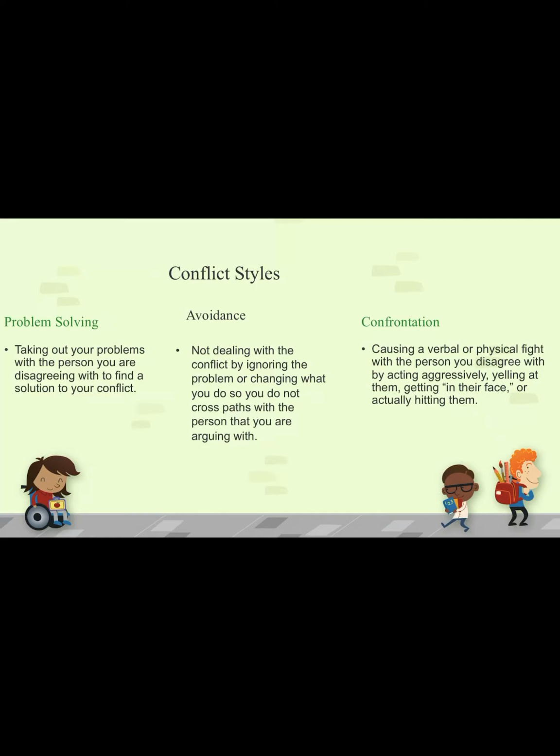Problem solving is talking out your problems with the person you are disagreeing with to find a solution to your conflict. The next one is avoidance. Avoidance is not dealing with the conflict by ignoring the problem or changing what you do so you do not cross paths with the person that you are arguing with. The last one is confrontation. Confrontation is causing a verbal or a physical fight with the person you disagree with, by acting aggressively, yelling at them, getting in their face, or actually hitting them.